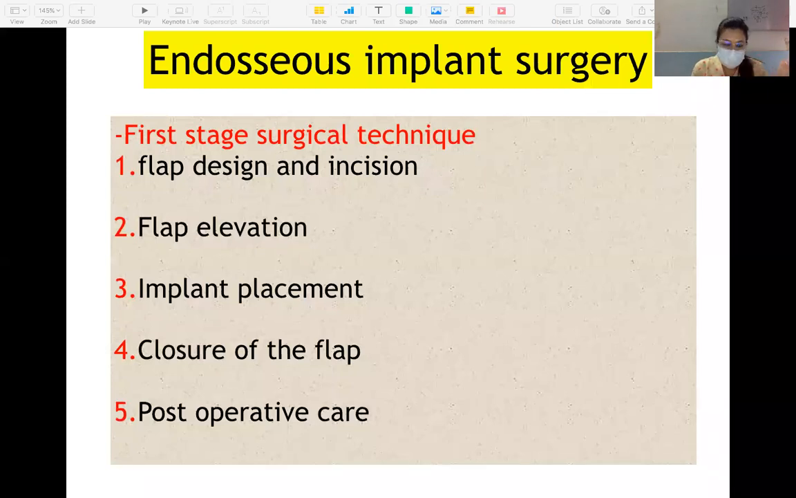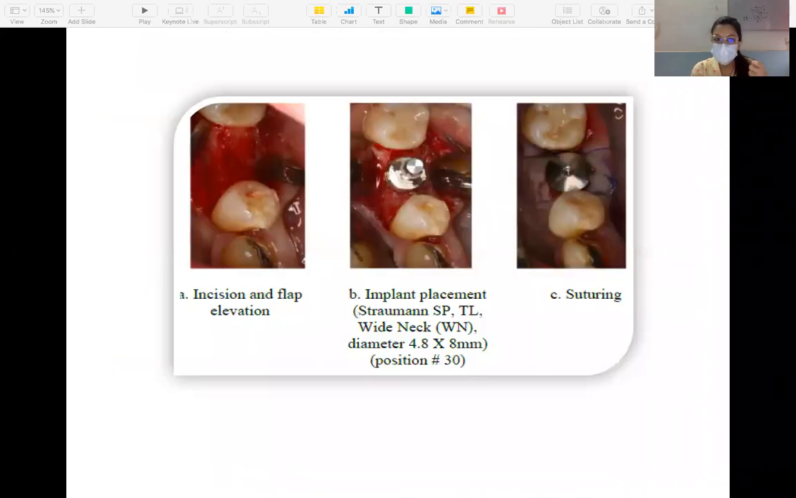So the first stage will include steps such as the flap design and incision, the flap elevation, the implant placement, the closure, and the post-operative care. This is a pictorial depiction of a single implant where A is the incision and flap elevation, B is the implant placement, and C is then suturing of the site. And what you can see in this is your healing cap.